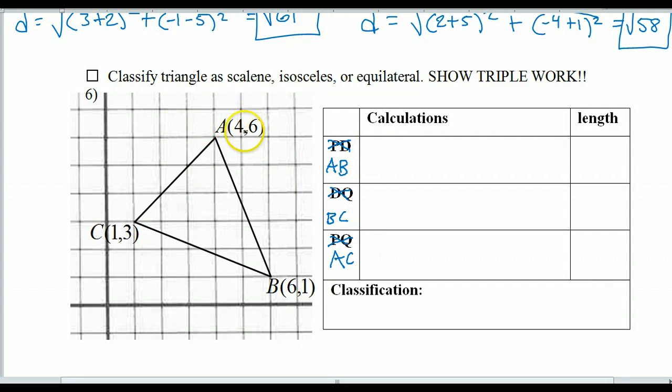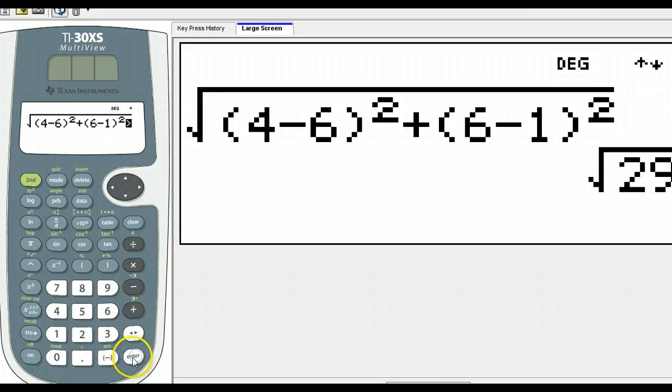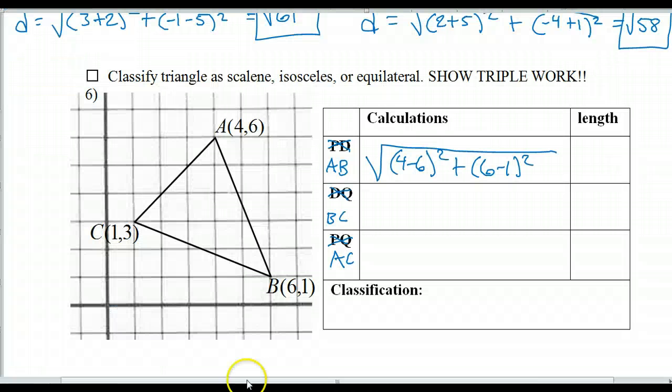So AB, so that means we'll do our distance formula from A to B. So that's going to be x minus x. So I can do 4 minus 6 squared, and then y minus y. So that's 6 minus 1 squared. Just going to throw that in the old calculator. Square root of 29. So there's my square root of 29.